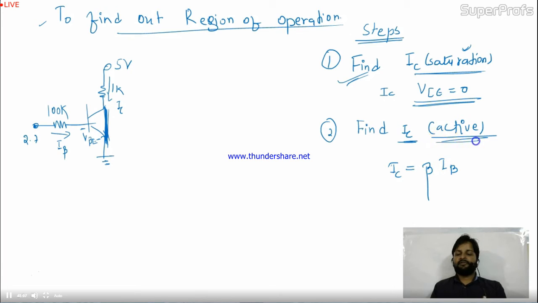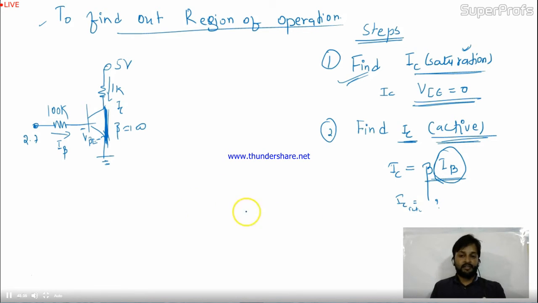Now secondly, you have to find the IC active. IC is nothing but beta IB. Now you need the input parameter, that is IB. So you will apply KVL over the input. You will multiply with beta. For this circuit, beta is given as 100. You multiply that IB with beta and you get IC. You are getting some IC over here. This is IC active.